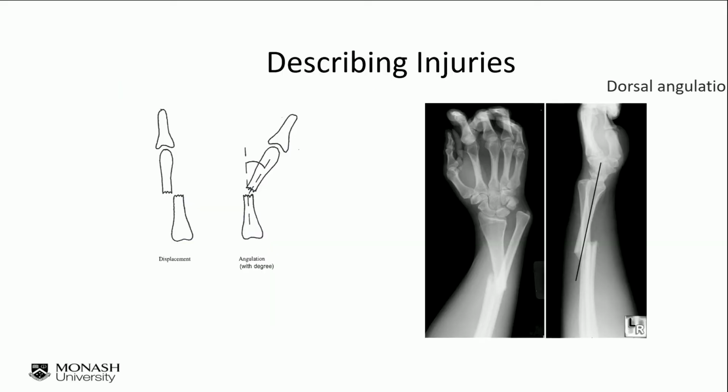So just an example here of a fracture in the forearm. So trying to describe that. Is there a displacement or is there an angulation? And when you draw a line, you can see that there is a dorsal angulation. You always describe it according to the distal part of the body that has been angulated or displaced.